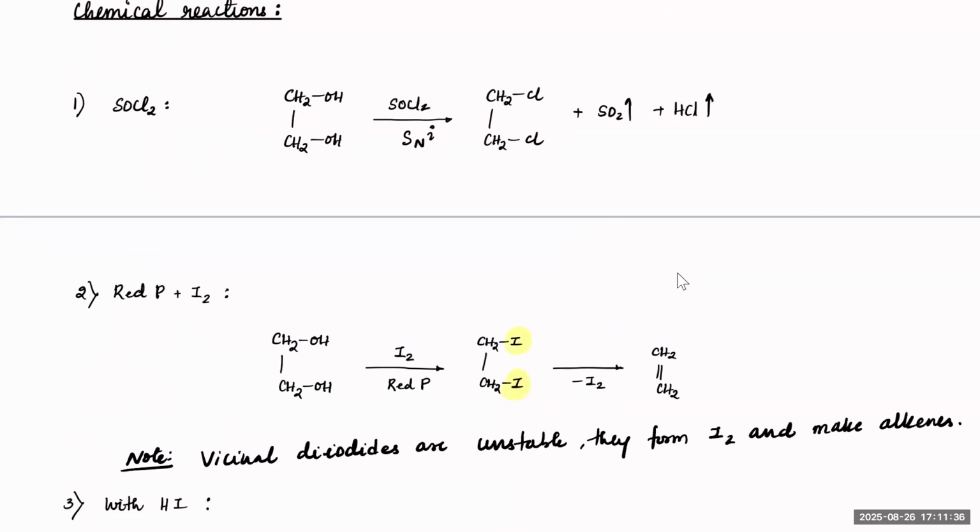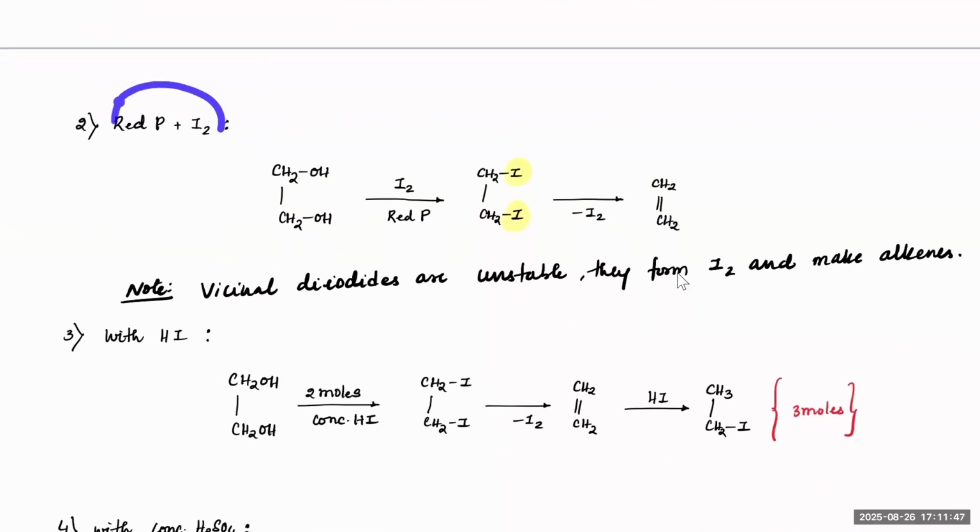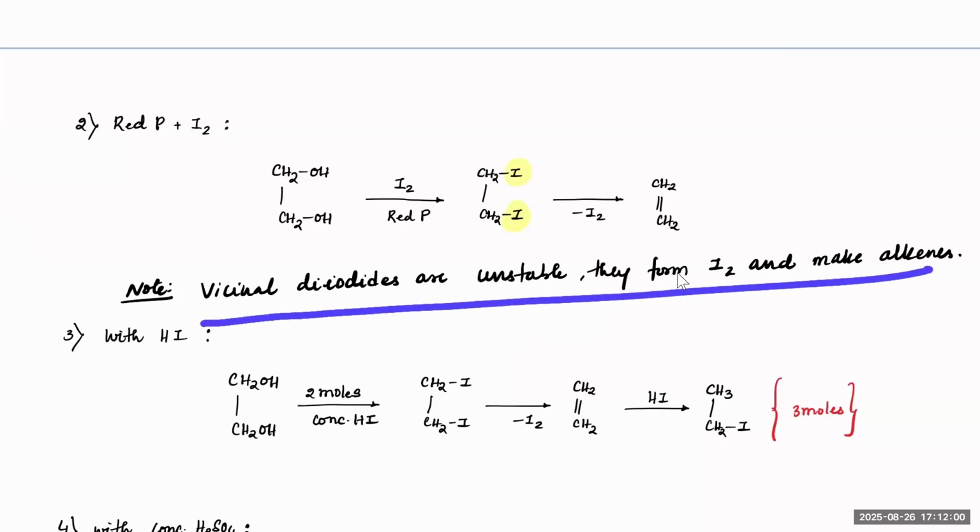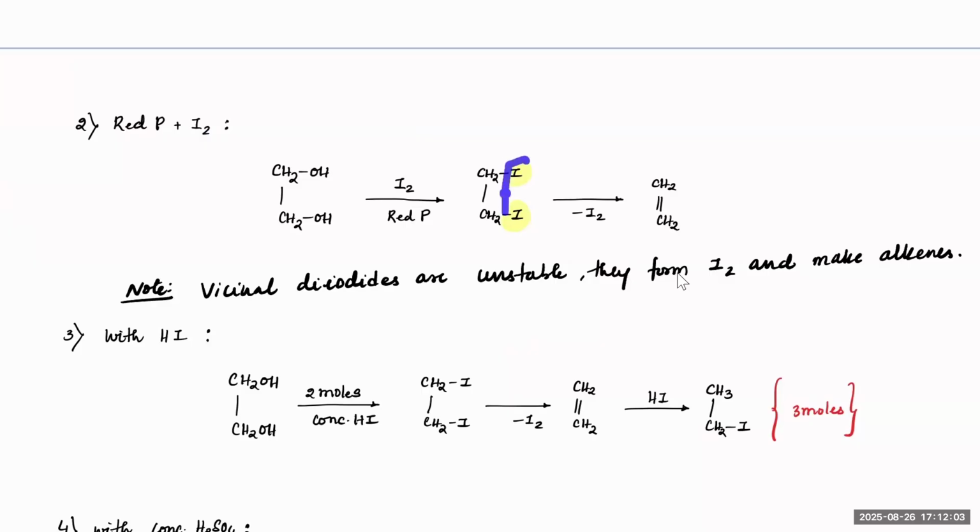Now quickly notice the reactions. All these are alcohol reactions only. If you take SOCl2, you'll get two OH groups replaced by two chlorines with SNi mechanism. Red phosphorus and I2, iodine will come. Now here is the important part. If you get two iodines here on adjacent carbons, they are highly unstable. So you remember vicinal diiodides are unstable. They will immediately eliminate, this I2 will come out and convert into an alkene. Always do this. Wherever there are iodides adjacent to each other, you can immediately remove them and convert into a double bond.